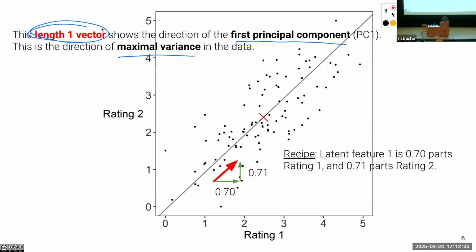We usually express this with a length one vector, a unit vector pointing in that direction. We can decompose that vector into its components. In this example we had two real features, rating 1 and rating 2, where I had you think about how somebody might rate a lecture based on clarity and content. We're going to construct a better, single rating of lectures that takes into account both of these ratings. This first principal component is like a recipe: 0.7 parts of rating 1, 0.71 parts of rating 2, to make this new latent feature 1. This is our most important latent feature.